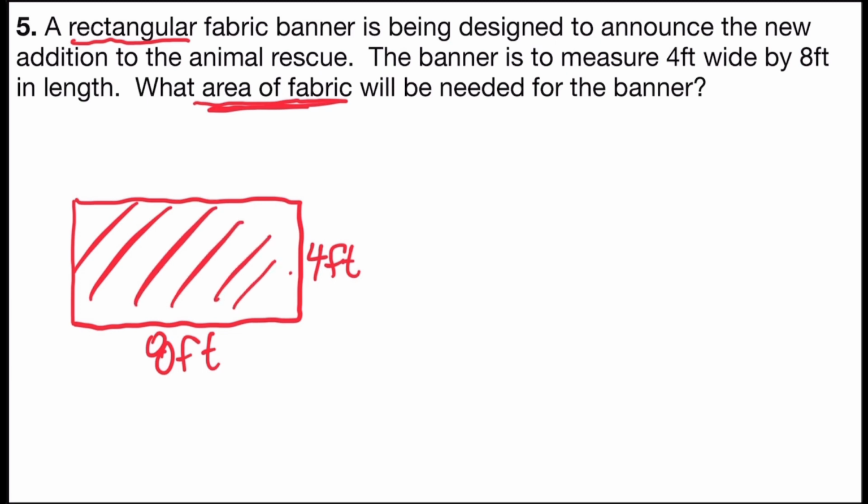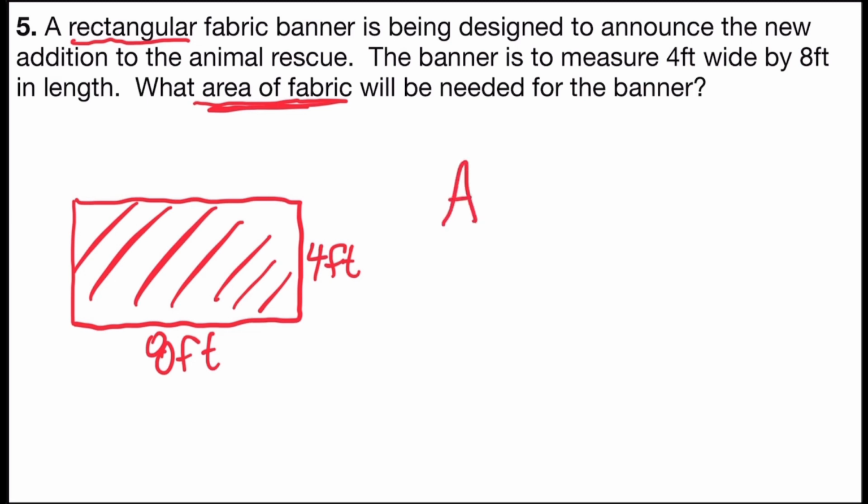So I have a rectangular fabric banner, and I know that it's going to be 4 foot wide by 8 foot in length. And I want to find the area of fabric that's going to be needed, which means I'm going to find all the space in between, or how much fabric is going to be used. And so I need to find the area of a rectangle.